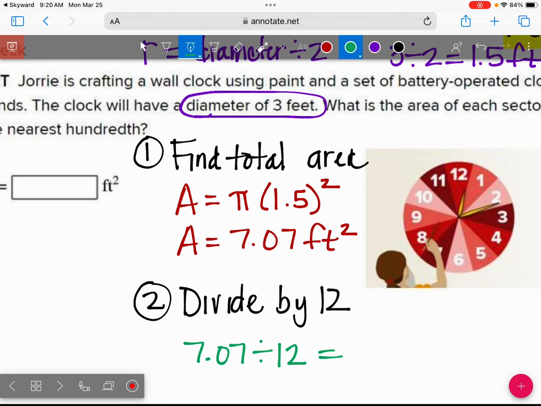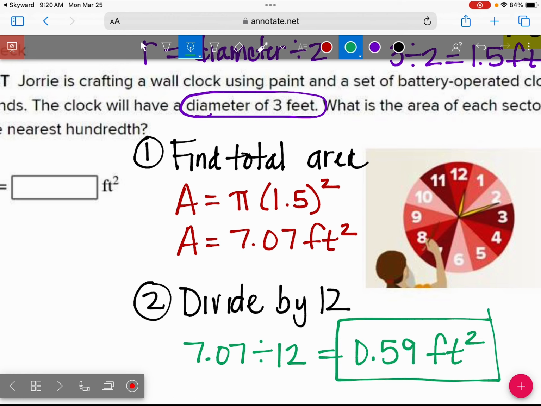So I got 0.59 feet squared. Who had that answer? So I had to divide it by 12 because there were 12 sectors.